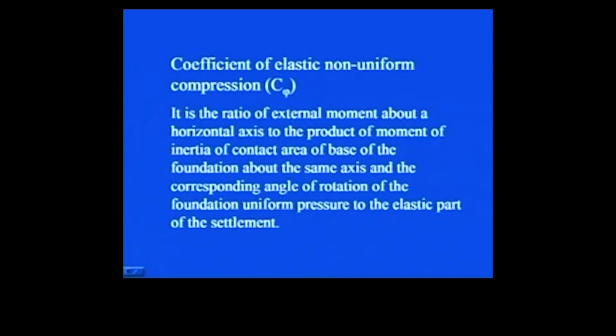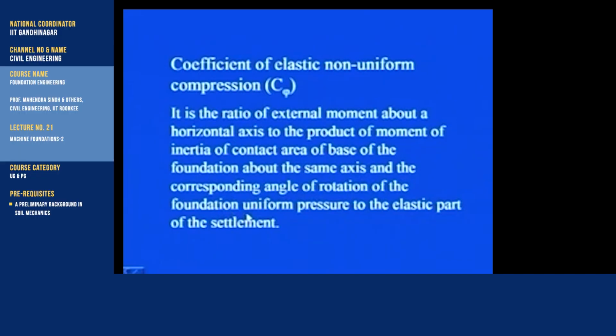Then coefficient of elastic non-uniform compression. This is represented by C phi, with phi in subscript. It is the ratio of external moment about a horizontal axis, whereas in the third case it was about the vertical axis, to the product of moment of inertia of contact area of base of the foundation about the same axis and the corresponding angle of rotation of the foundation, under uniform pressure to the elastic part of the settlement.